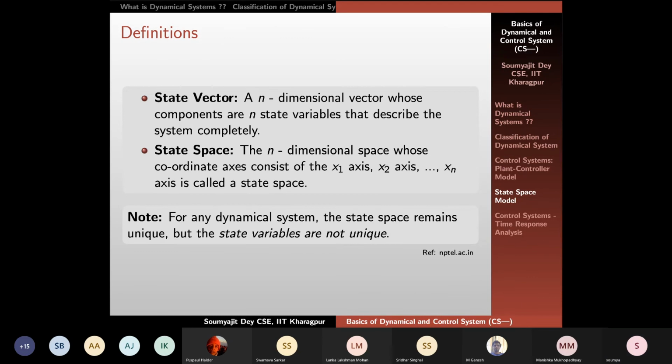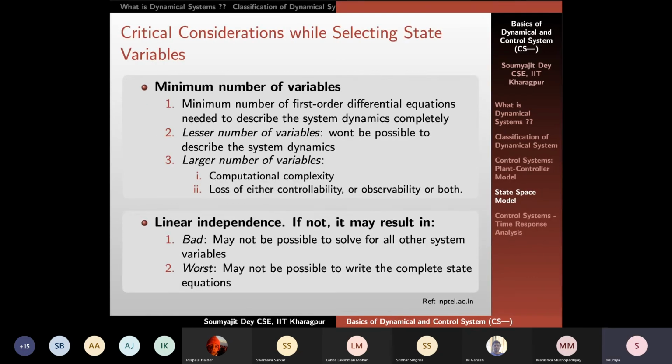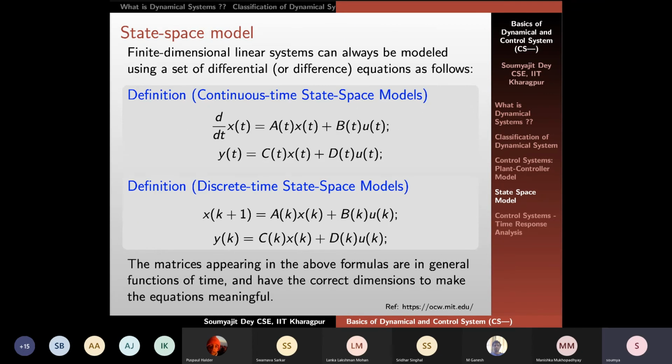This is again some repetition of state space and state variable, the fact that they need to be minimum in number, the fact that they need to be independent and all that. So with all those things, let's now come finally to the state space representation of a system.